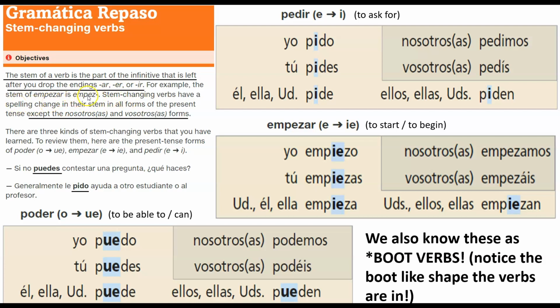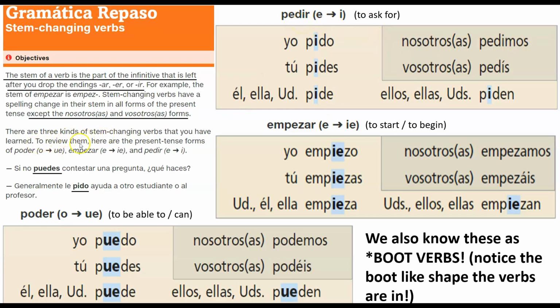Stem changing verbs have a spell change in the beginning or stem of all forms in the present, except nosotros and vosotros. So if you look here at the verb pedir, this E changes to I in the front, but only in the boot, right? We also know these as boot verbs. Notice the boot-like shape the verbs are in. So the E changes to I here in the boot, except for nosotros and vosotros. They keep the same E from pedir, right?